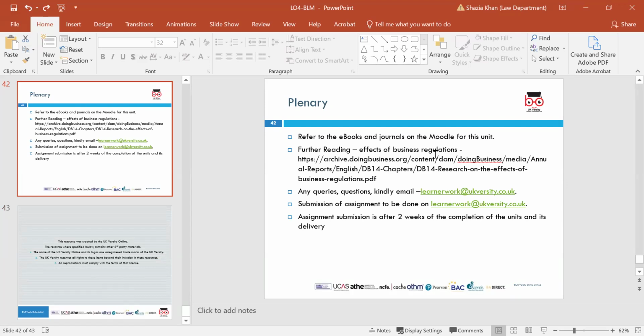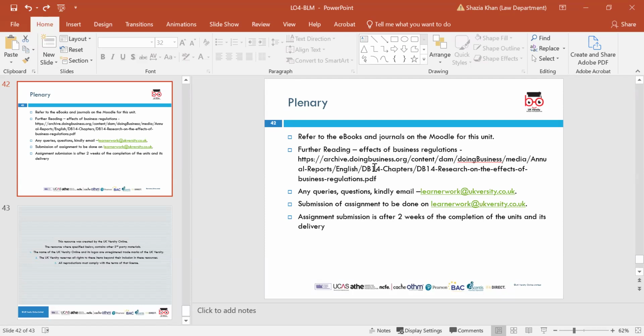Refer to ebooks. This session is recorded and will be available on Moodle for you, like the other sessions, learning outcomes 1, 2, 3, and 4. The next session we will be having is the assignment discussion. So this is the last session of the learning outcomes.